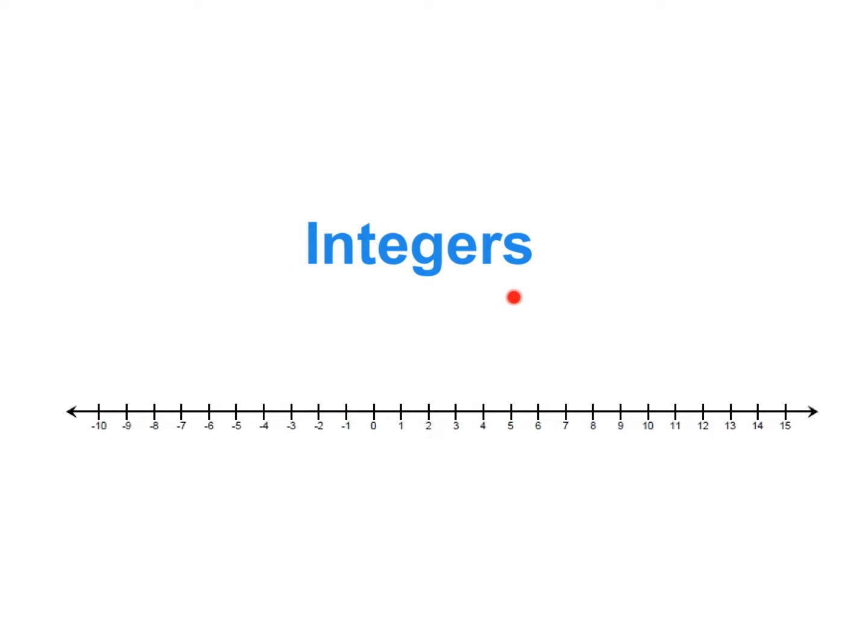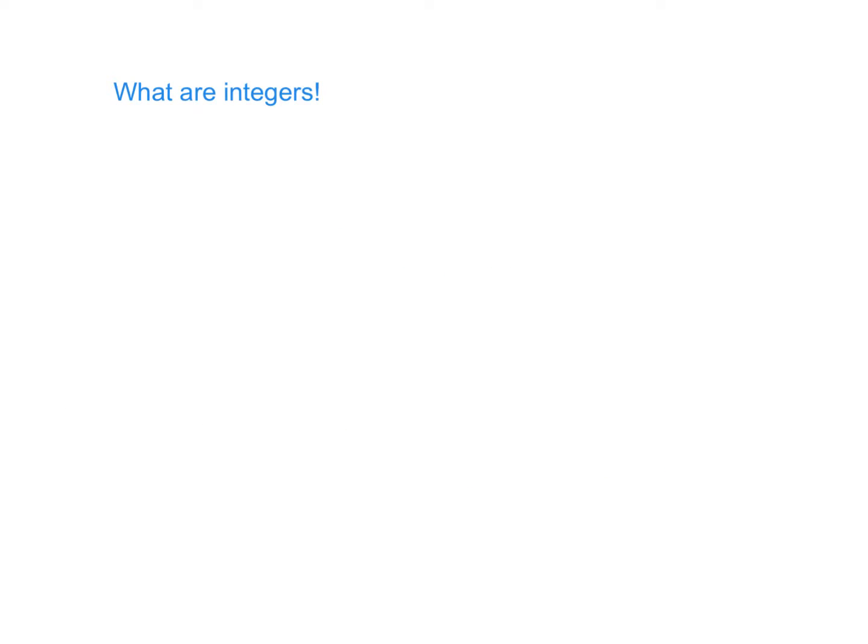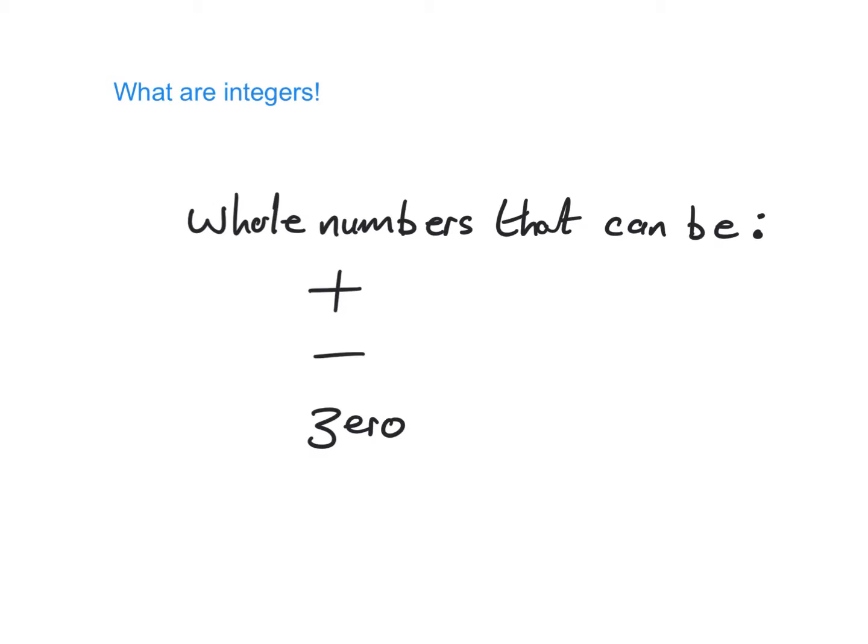In this lesson we're going to be looking at integers and using the number line. So what are integers? Well, integers are whole numbers that can be either positive, negative, or the zero. So if we were looking at a number line, this would be 0. Obviously all these over here are positive numbers and these are all negative numbers.